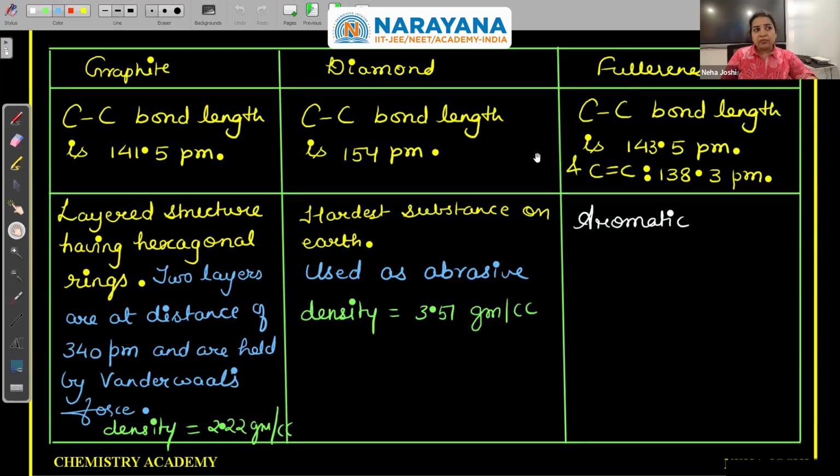Fullerene has different types of bond lengths, like a single bond of 143.5 and a double bond of 138.5 picometer. Now, fullerenes show aromatic nature, right? And diamond is a very dense, the hardest substance on earth. So it is used as an abrasive, and it has a very important role in day-to-day life, but on the expensive side, of course.